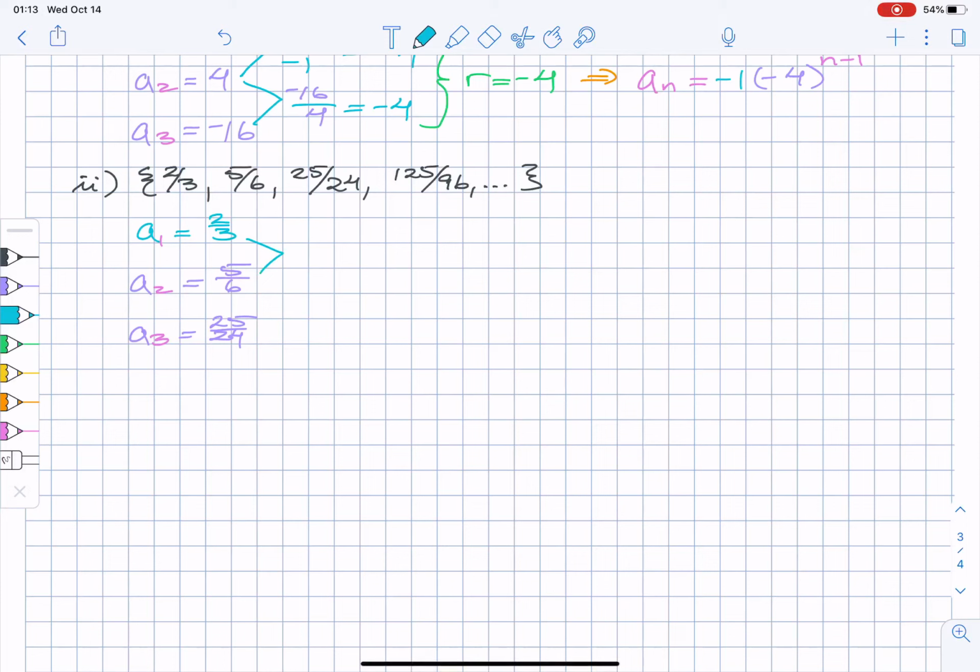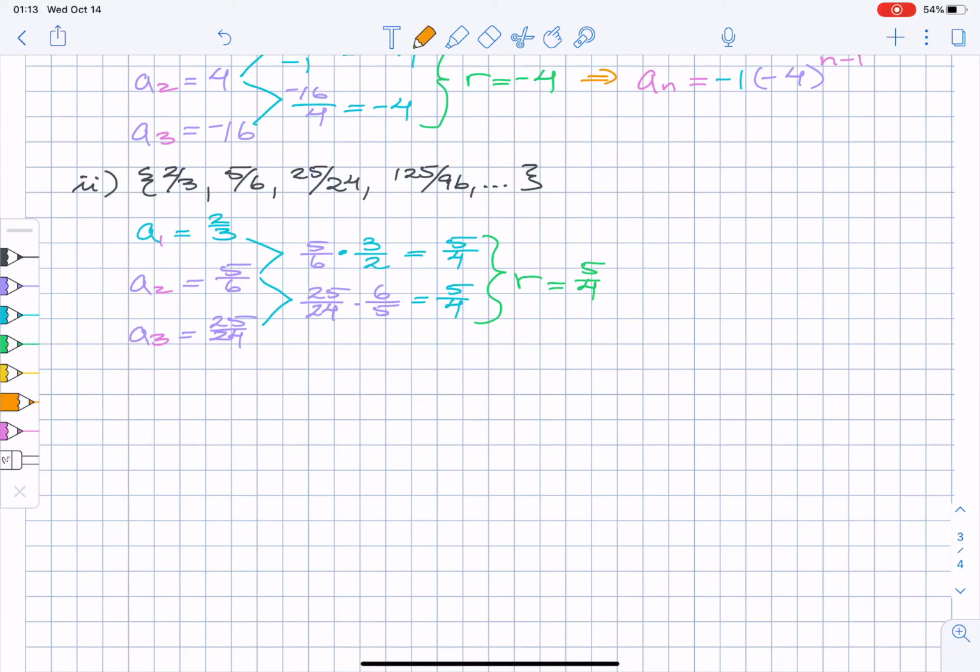So if I take the ratio of subsequent terms, this is going to be 5/6 times the reciprocal of 2/3, which is 3/2. So 3 goes into 6 twice, leaving me with 5/4. So hopefully that's our common ratio. So this is now going to be 25/24 times the reciprocal 6/5. Okay, 5 goes into 25 5 times, and 6 goes into 24 4 times, so 5/4. Yeah, very good. It works. So we have that the common ratio here is 5/4.